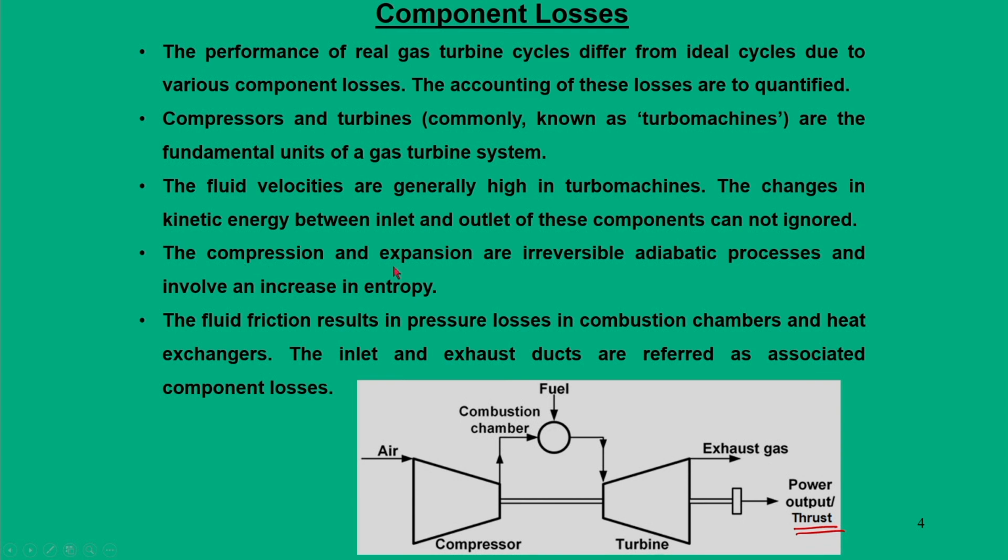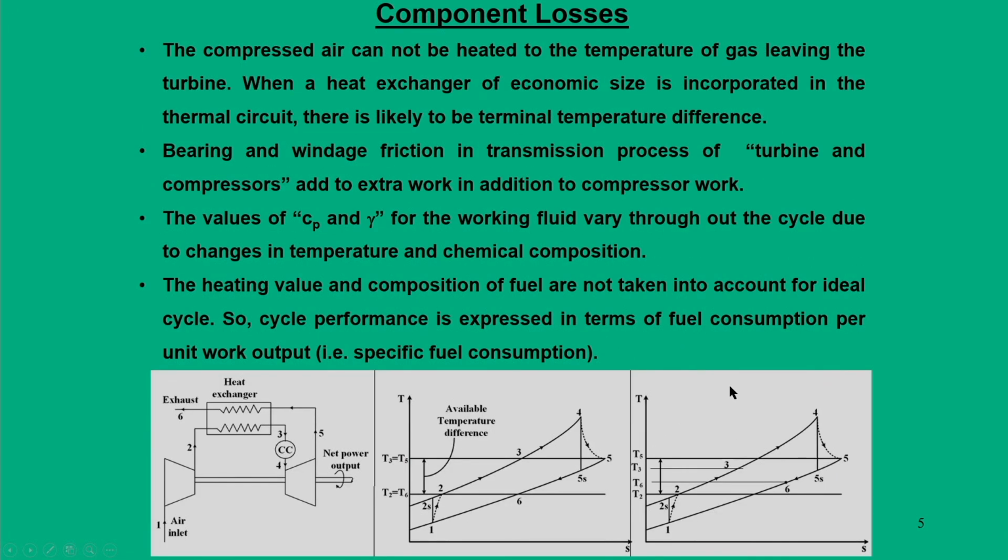The compression and expansion processes in the compressor and turbines are mainly irreversible adiabatic, and of course they involve an increase in entropy. Fluid friction also results in pressure losses in the combustion chamber and heat exchanger. In fact, when a heat exchanger is incorporated, it involves pressure losses.